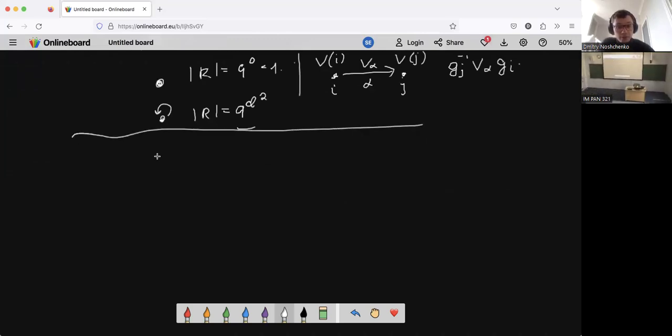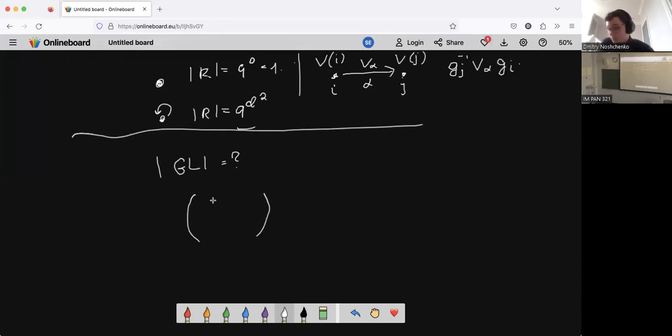Yes, so now the question is, what is the size of GL? And this can be estimated as follows. Basically now what we have to do is count. So let's assume that we have some matrix, an element of this group, and let's take the first column. So we're going to think about what the requirement is for this first column, given that we must have determinant not equal to 0, of course, and elements from the finite field.